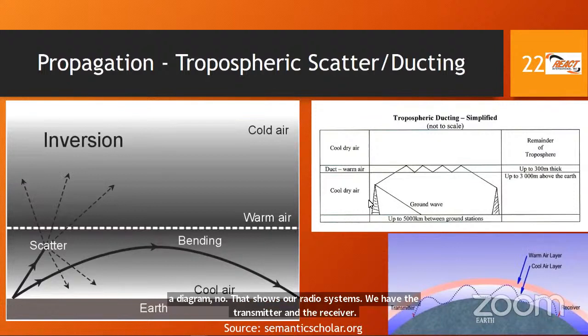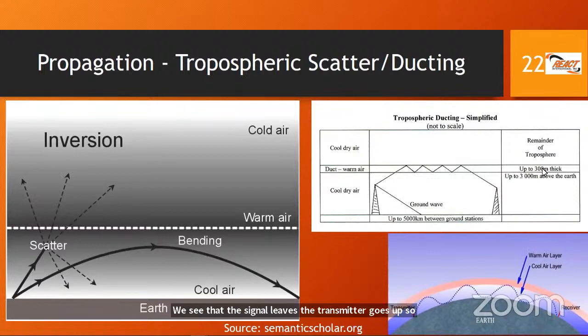We see that the signal leaves the transmitter, it goes up. So we have the cool air layer here, we have a warm air layer here, and we have a cool air layer here. So this warm layer of air is sandwiched between the bottom cool layer of air and the top cool layer of air. And that allows the signal to do some bouncing inside of there, or ducting really, along this pipeline. And that is the phenomenon known as tropospheric ducting. It requires those layers of air, or what we call temperature inversion, for that phenomenon to occur.